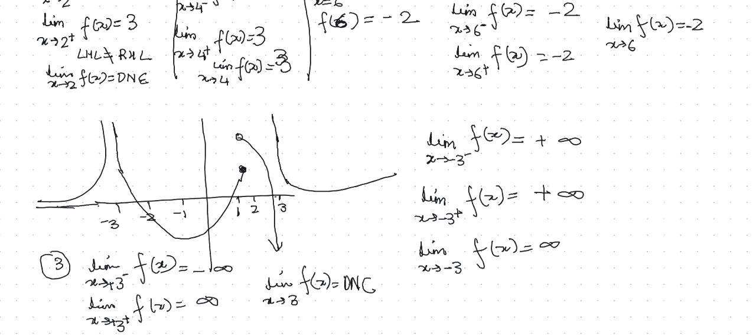So for -3, we saw that left hand side of -3 and right hand side of -3 function is approaching a value of infinity. Whereas at 3, the left hand side is approaching value of negative infinity and right hand side is approaching value of positive infinity, and so at 3 the limit does not exist.